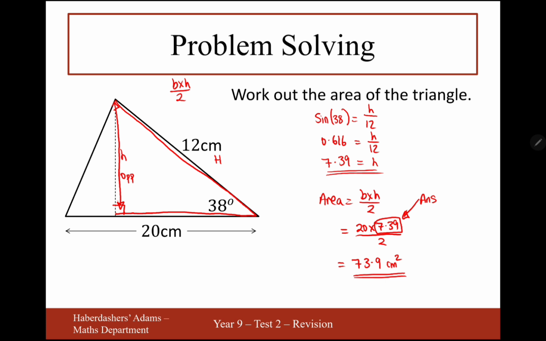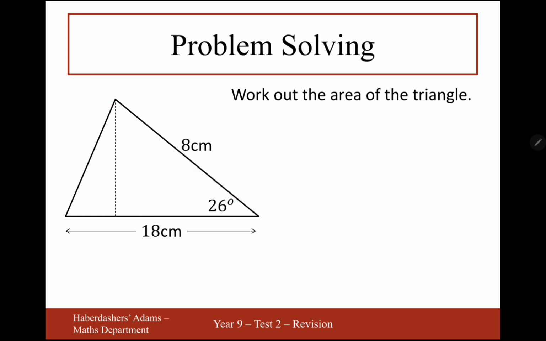Okay, so if that's now made sense, have a go at this question here. Pause the video and give this one a go. Okay, so we're going to do roughly the same thing as we did before. So we're going to work out the height on this triangle here and then do base times height divided by 2. So in this question here, we have the opposite side to the angle and the hypotenuse. So it's going to be a sine calculation.